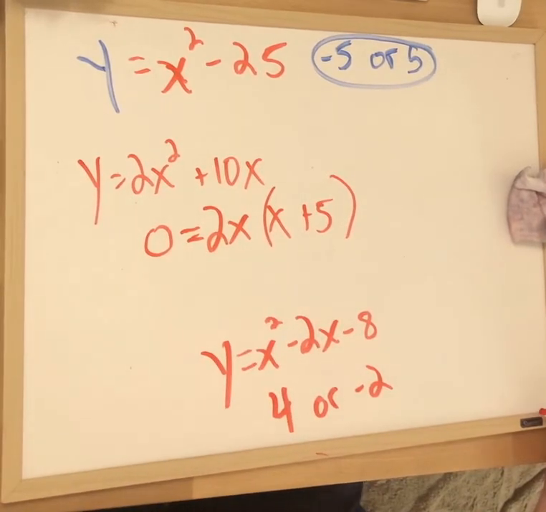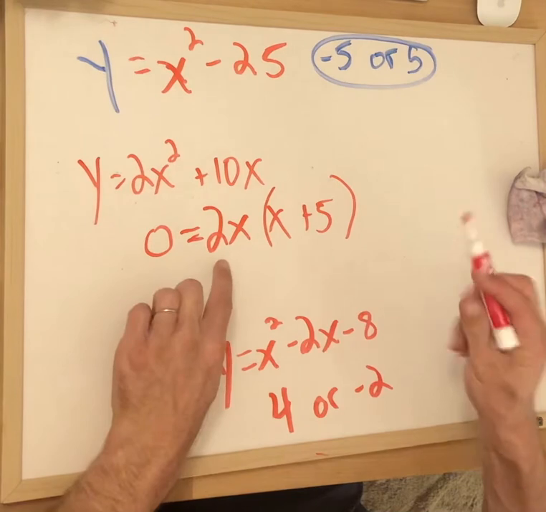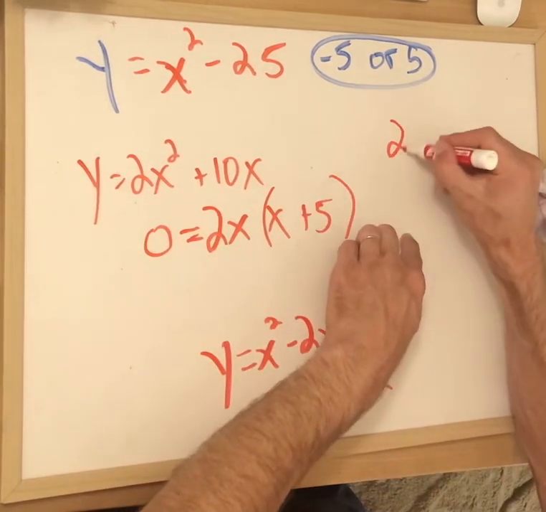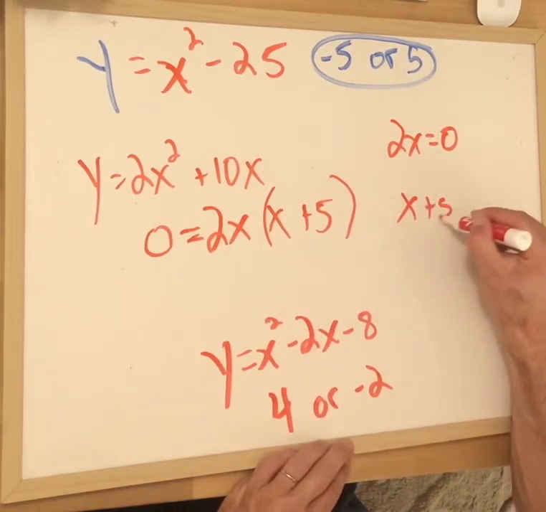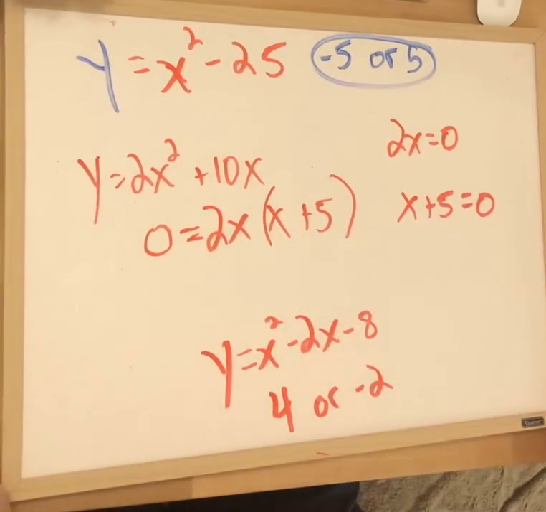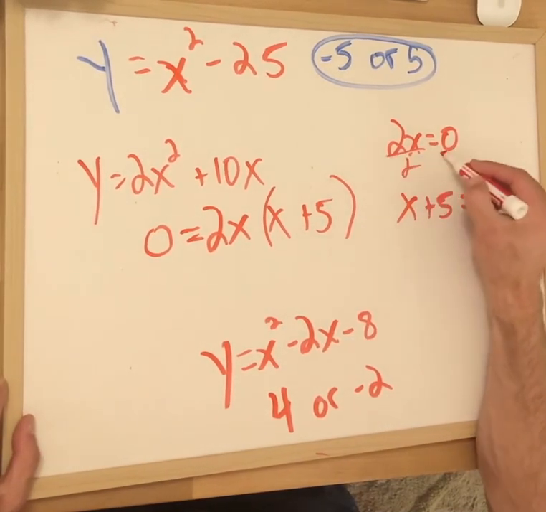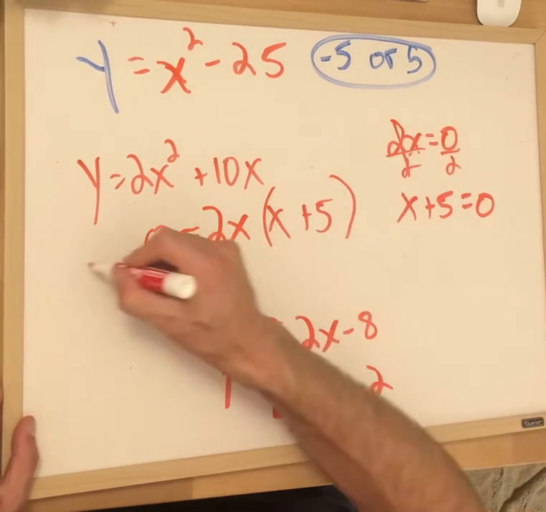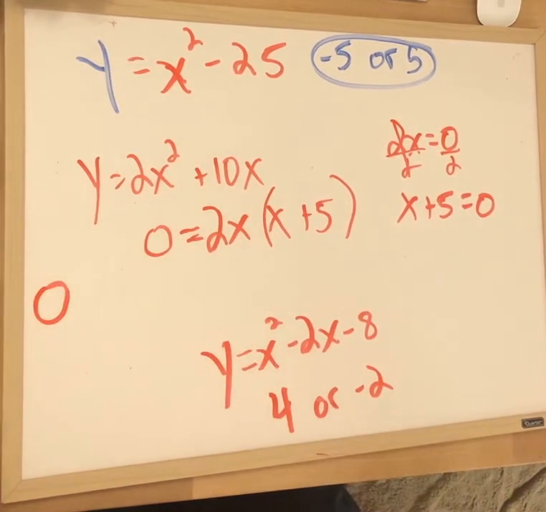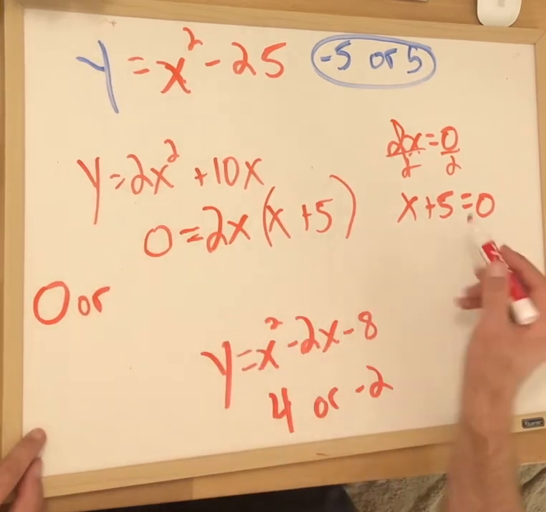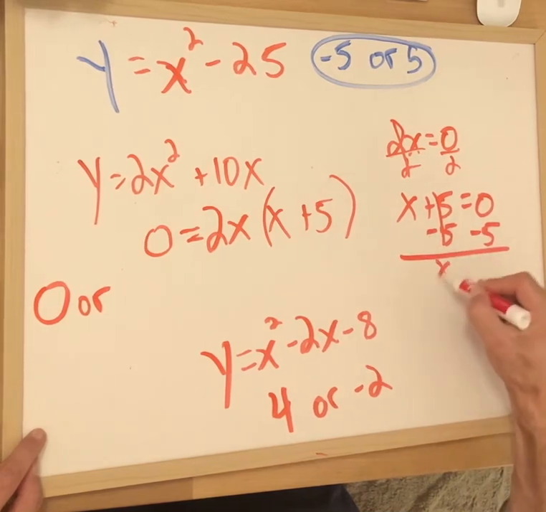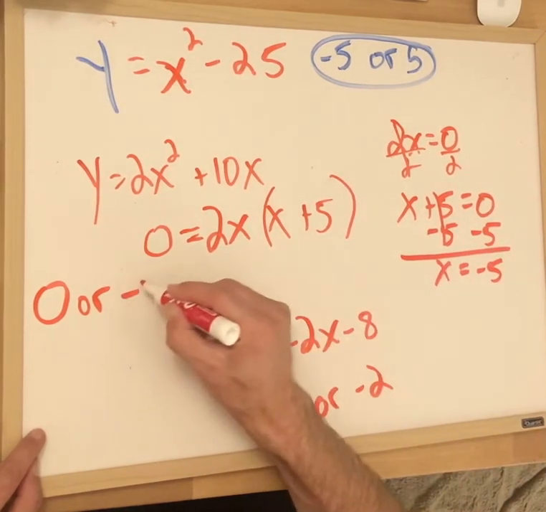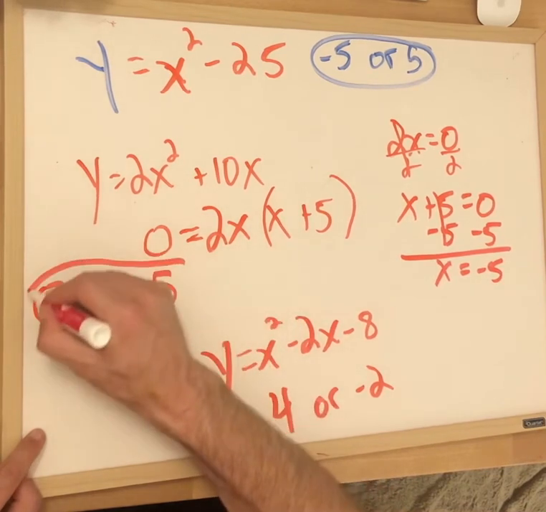Now, the zero product property, what that says is take every variable. This one becomes one by itself. This one is the other. Take every variable and set it equal to 0 and solve. Okay, if I divide this side by 2, I'm going to get x equals 0. That's one solution. Or subtract 5 to get x equals negative 5. So I have 0 as one solution, or negative 5. That's my other solution.